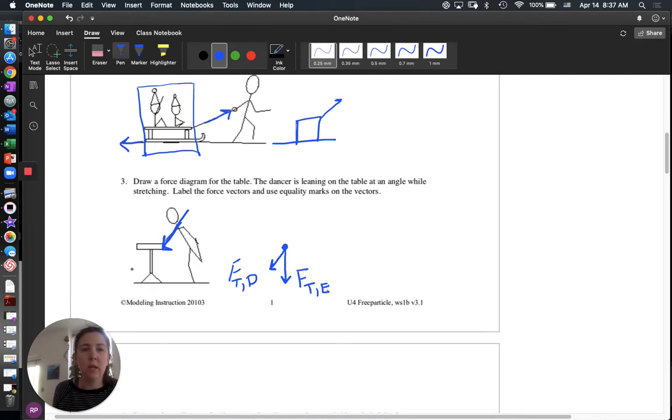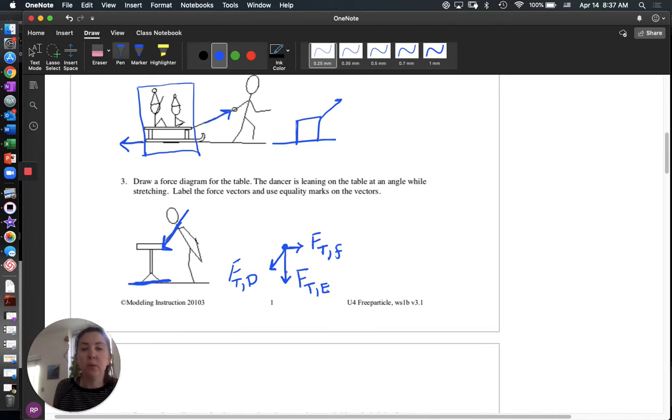Now, there has to be some sort of friction on the table because otherwise the table would move and the dancer would fall. And so we have a force of friction that's going to go this way. Force on the table by friction. And then we have a normal force. Now, if I had a scale underneath this table and I was going to measure what the table weighed, or the force of gravity on the table, that actually gives us the normal force.